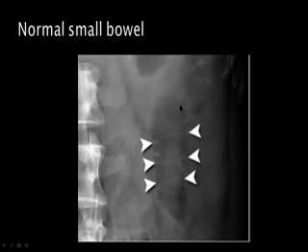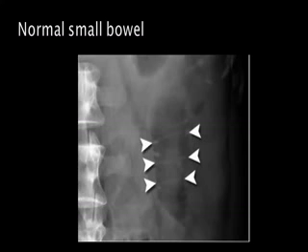Normal small bowel. Small bowels are usually seen in the central abdomen, and they have this feature called valvulae conniventes, which is a mucosal fold you all know. And in small bowel, this fold should be seen through and through on a plain X-ray. That is one way how we identify a small bowel.